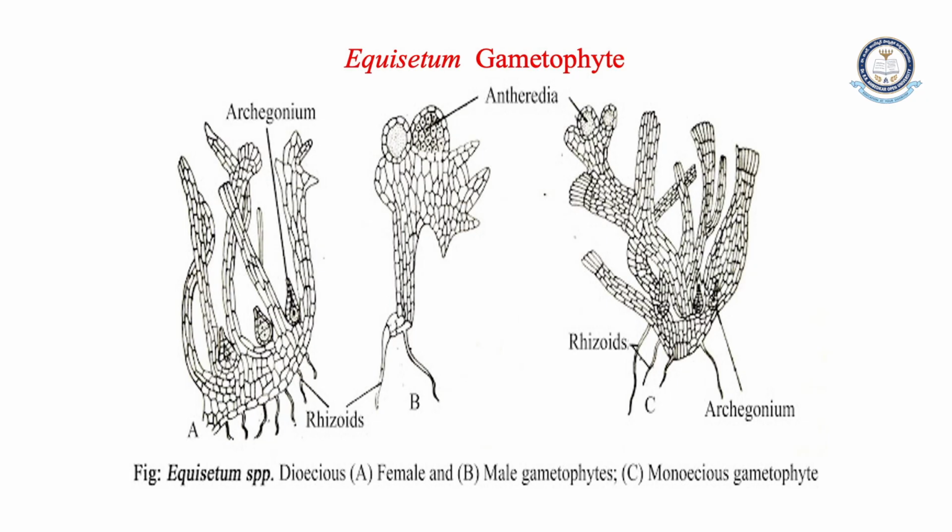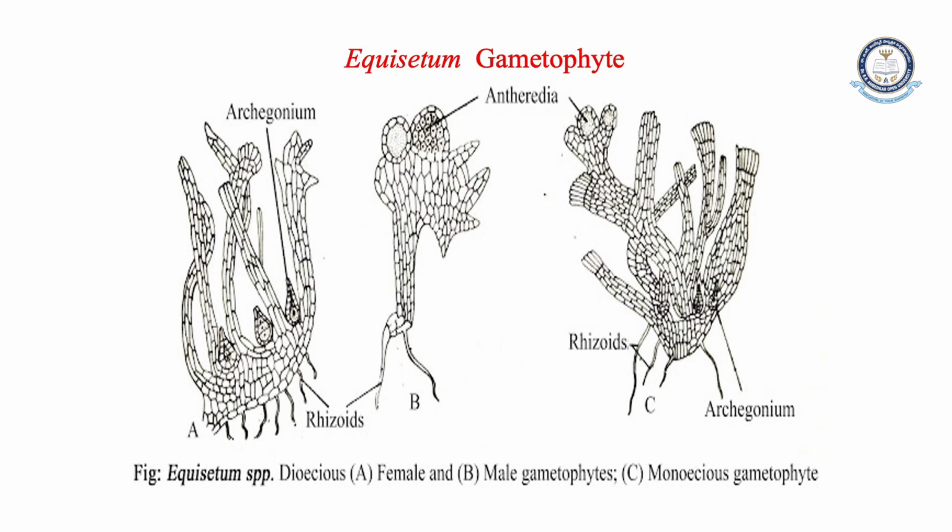So there are generally two types of generations. The spores are produced, giving the gametophytic generation, and these gametophytes produce gametes. Now this is a gametophyte. Here the rhizoids are on the lower side, and it is divided into many parts.